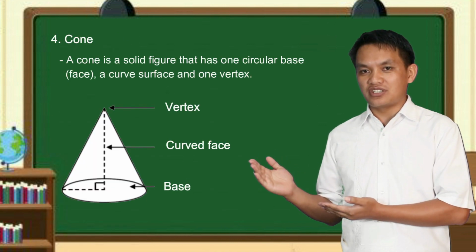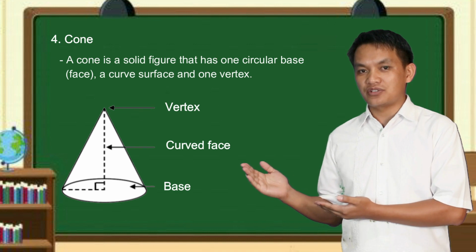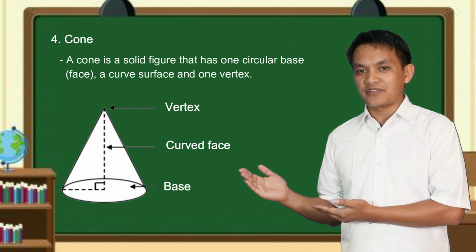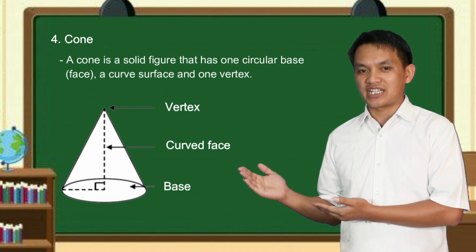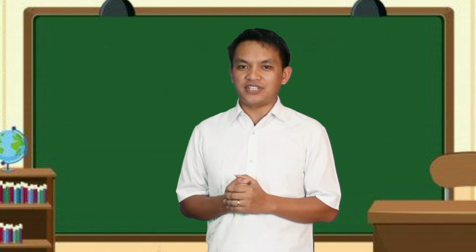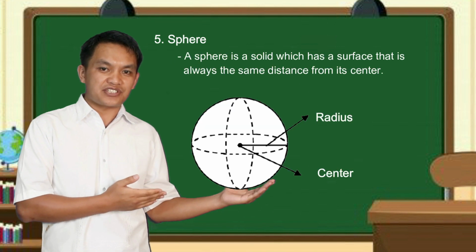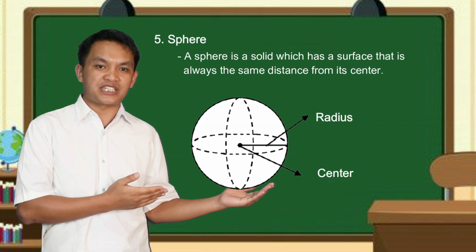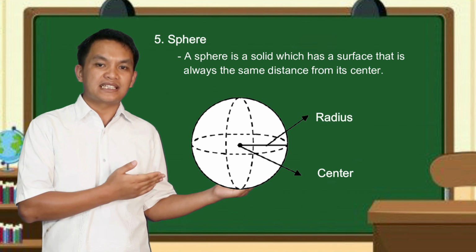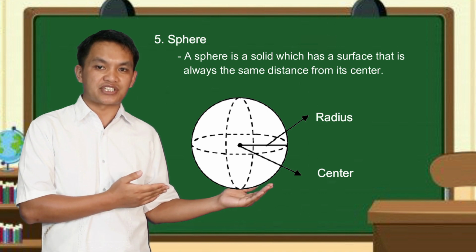A cone is a solid figure that has 1 circular base, a curved surface, and 1 vertex. And the last solid figure is sphere. A sphere is a solid which has a surface that is always the same distance from its center.